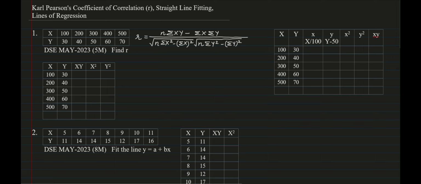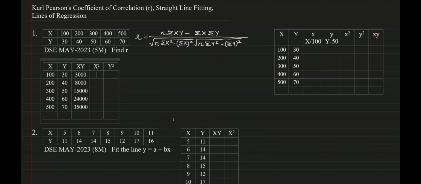Here we need to calculate summation x, summation y, summation xy, summation x square, and summation y square. So let's calculate all of these. 100 into 30 is 3000. 200 into 40 is 8000. 300 into 50 is 15,000. 400 into 60 is 24,000. 500 into 70 is 35,000.